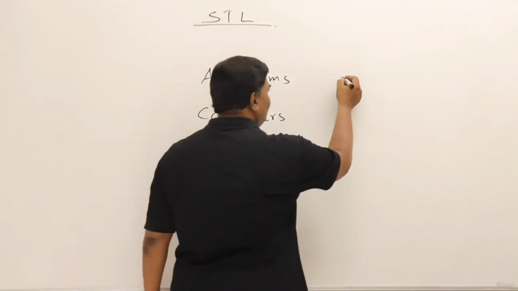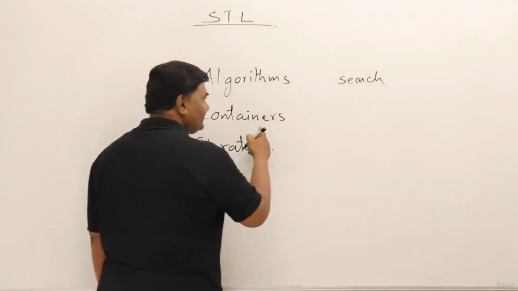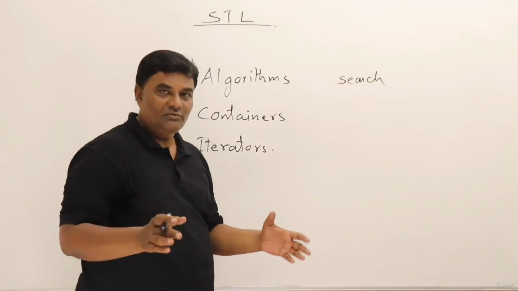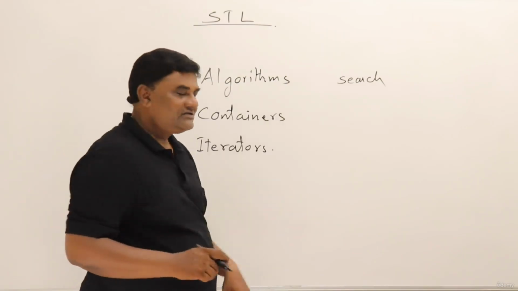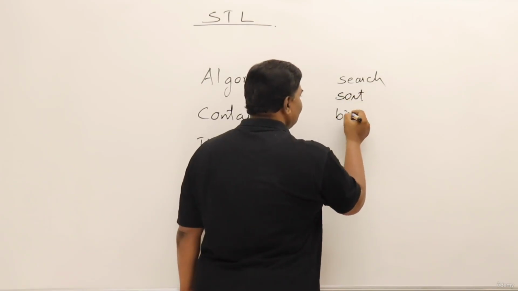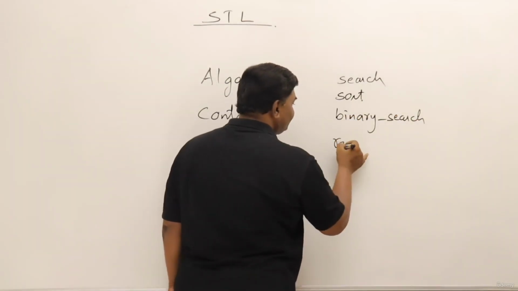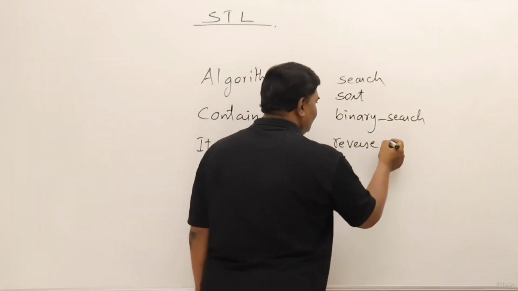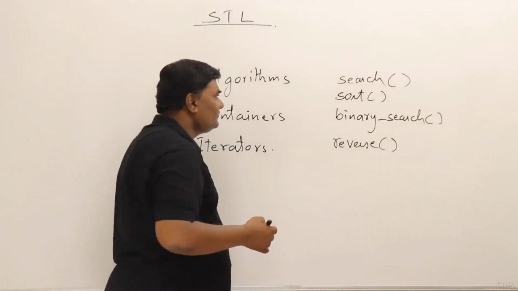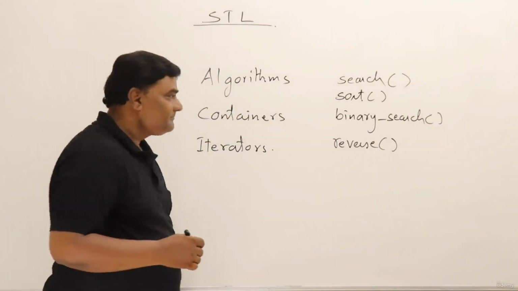So there are algorithms for searching in a collection, means searching in an array or linked list or in a queue or DQ, whatever it is, searching in the data structure or sorting the data structure, performing binary search or reversing the data structure, means collection of elements. All these functions are available. So you can explore these functions and use them. Some of the functions I'll be showing.